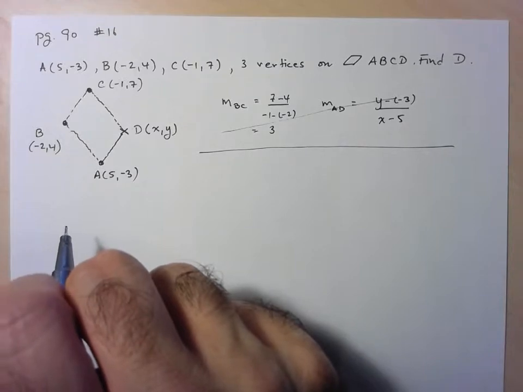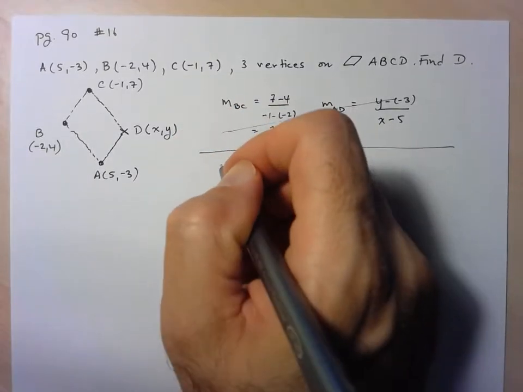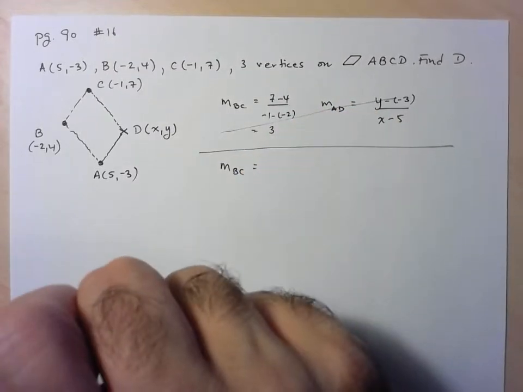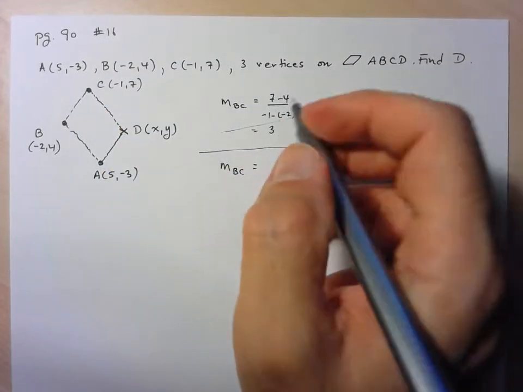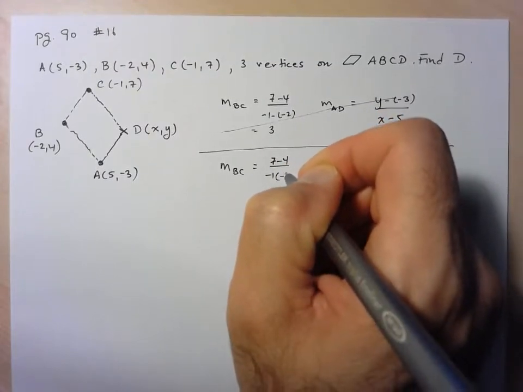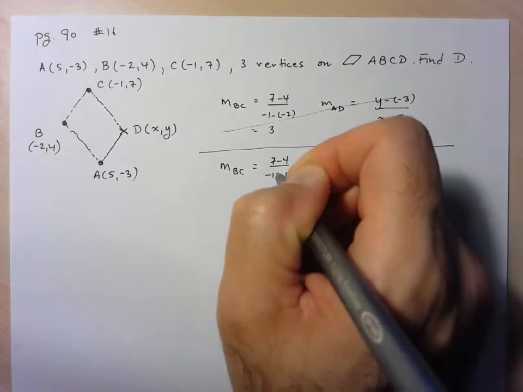So let's start by finding the slope of BC. Okay, so that's going to be 7 minus 4. Well, actually, we just found it above, so 7 minus 4 over -1 minus -2. Okay, sorry about that.